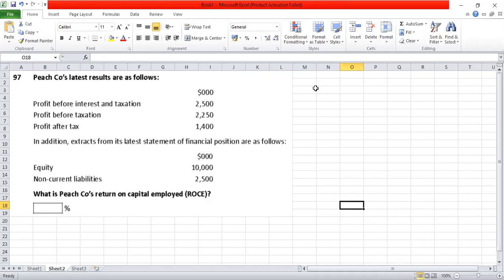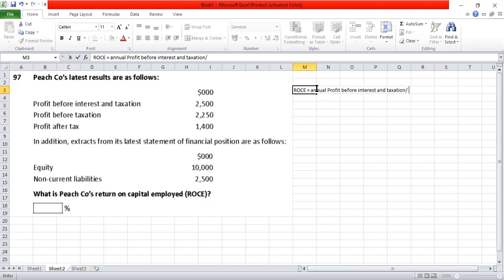What's the formula of ROCE? ROCE is equal to annual profit. Is it after tax, before tax, before taxation? What is the case? Before interest and tax. Before interest and tax, very specific. So among these three items, we have to select the appropriate one, annual profit before interest and taxation, divided by the average annual investment.